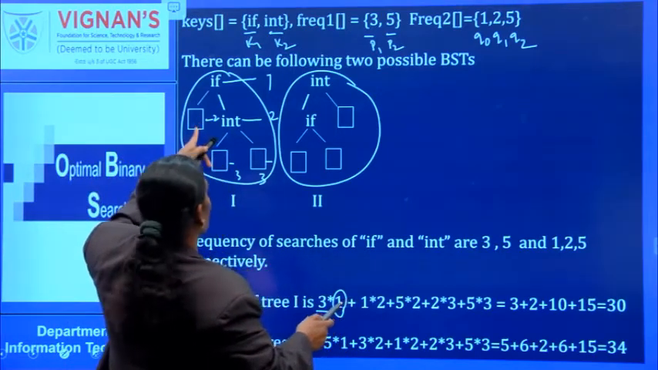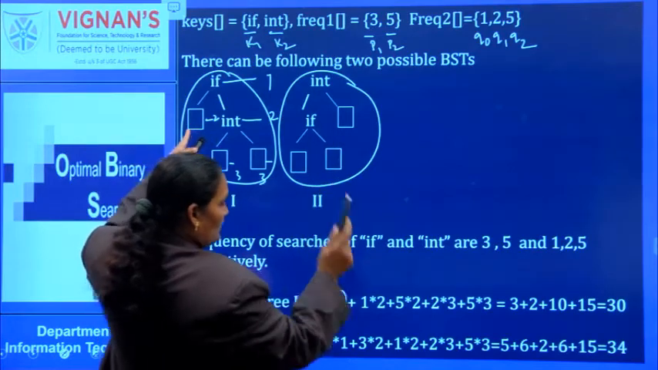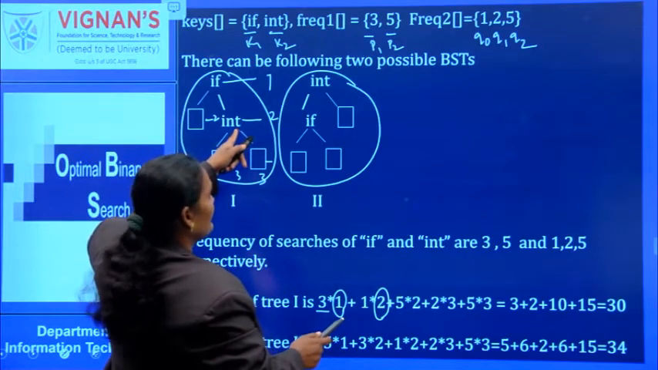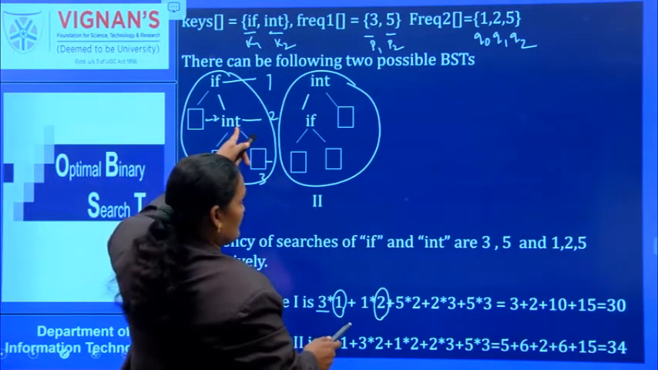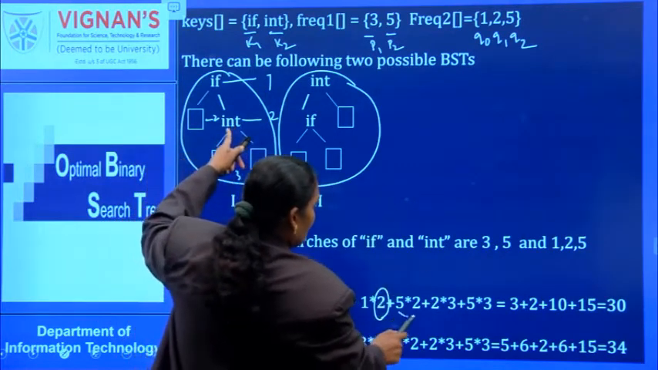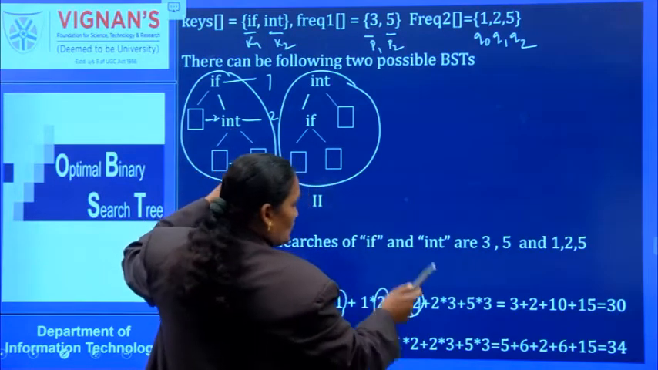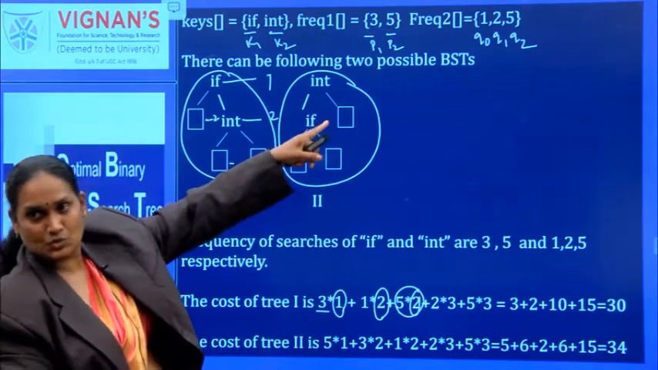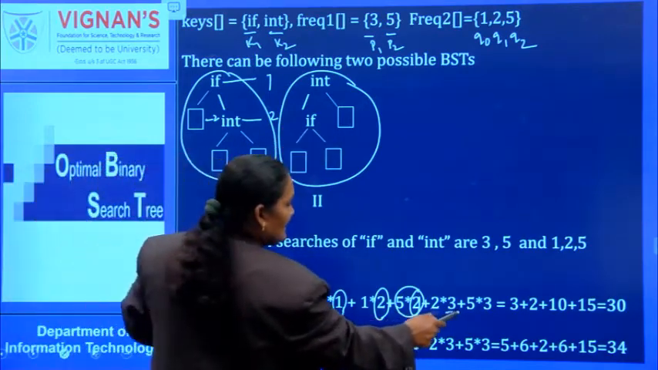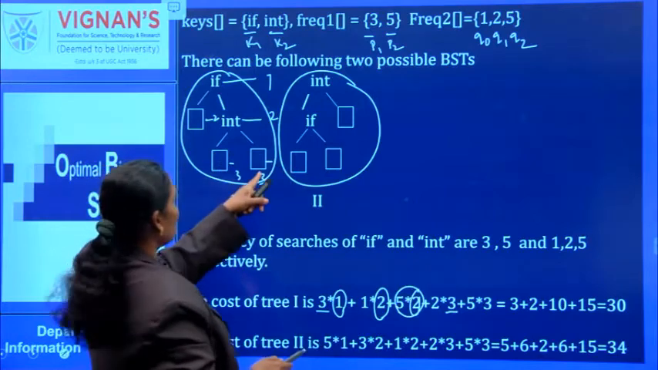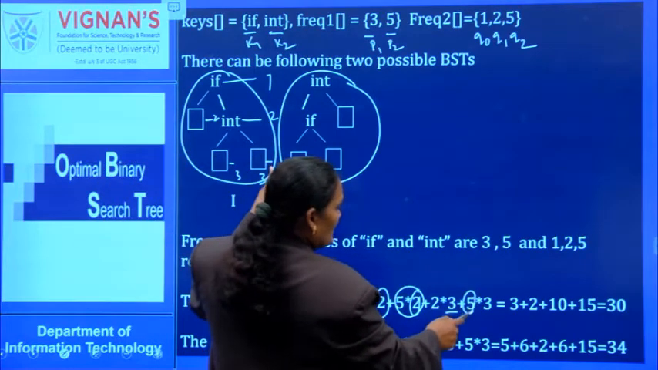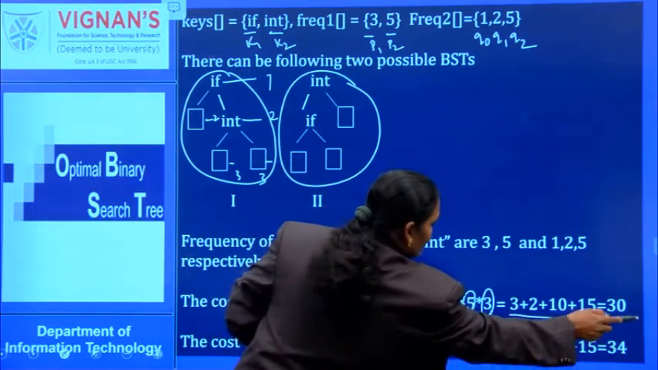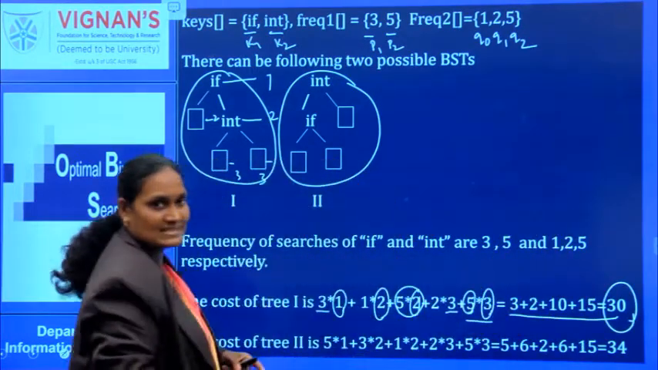First a dummy node is present. What is the probability of the dummy node? 1 into its level, and we have a key present here. The probability of searching the key int is 5, and 5 into its level 2. And coming to the next one, the dummy node whose probability is 2 is present in level 3, 2 into 3. In the same way, the probability of searching another dummy node is 5 and it is present in level 3, 5 into 3. By calculating all these values, we will get the search time as 30.